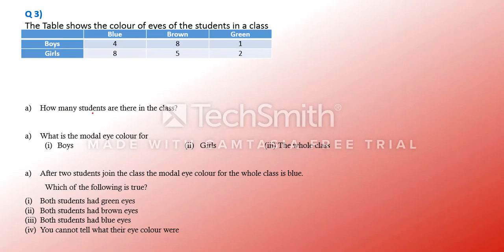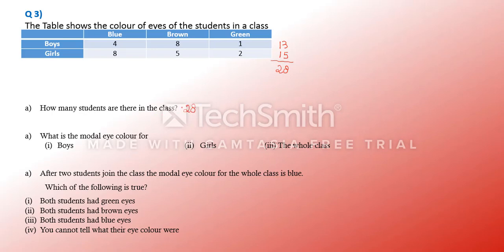The first question says, how many students are there in the class? Now this is not going to be difficult. All I do is add up 4 plus 8 plus 1, which tells me that there are a total of 13 boys in the class, and 8 plus 5 plus 2, which tells me that there are total 15 girls in the class. So which means I can say that the total number of students in the class is 28. So that gives me the answer to the first part of the question.